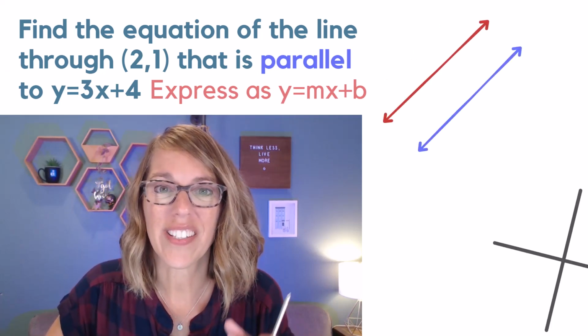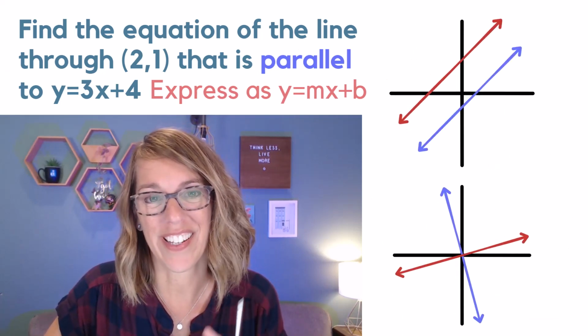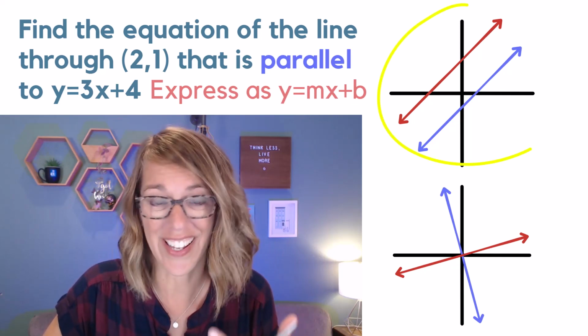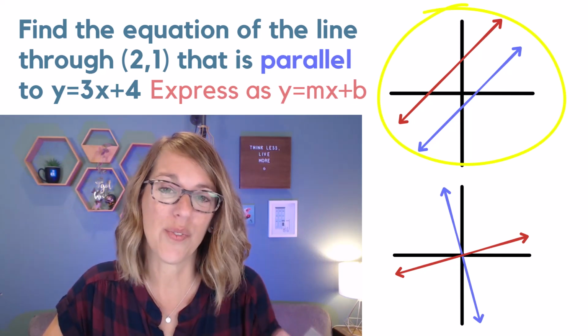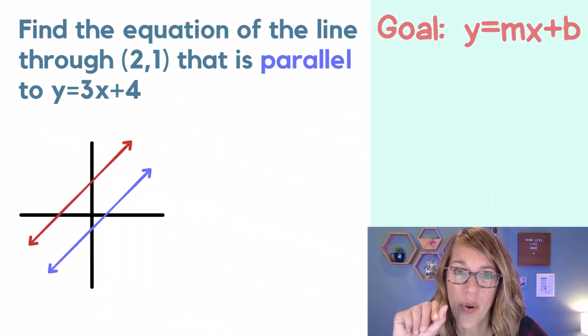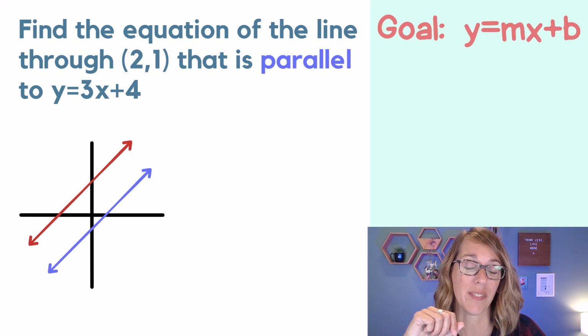Let's find equations of both parallel and perpendicular lines. In this very first example, we're going to look at a parallel line that goes through (2, 1). My name is Angie. Let's go ahead and dive in with our goal of finding y equals mx plus b.